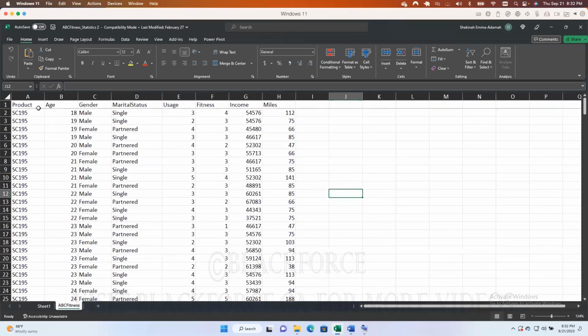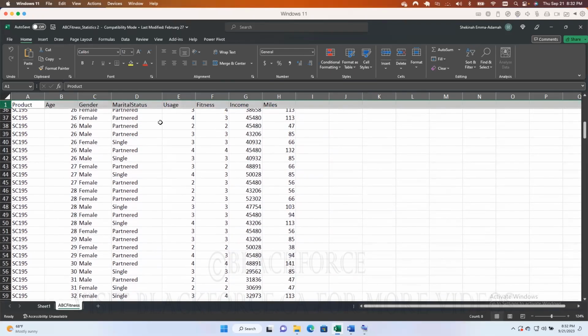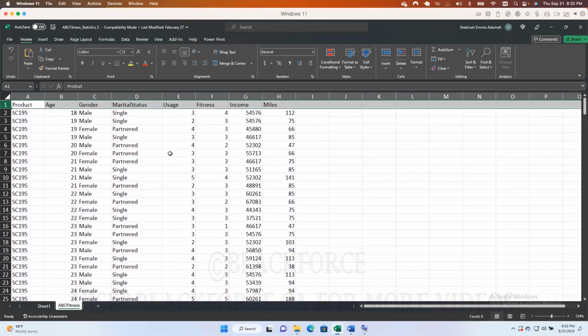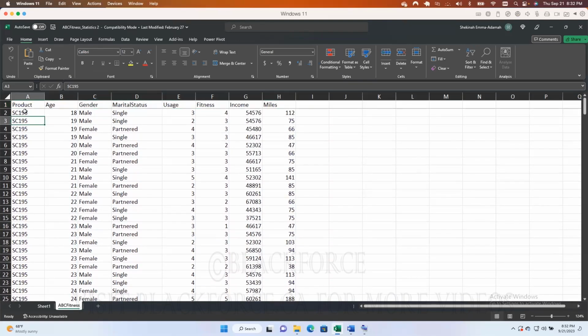So here we go. This is the data you have. I just froze my first row. I recommend you do that when you're just going through it. So you have the product, and there's a product code. You have age, you have gender, marital status, usage.